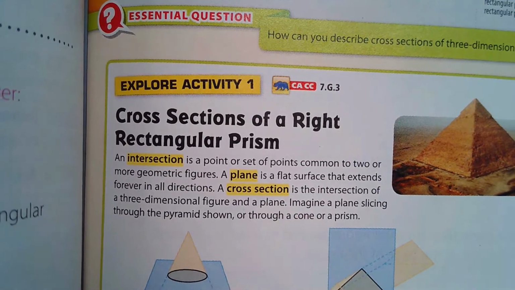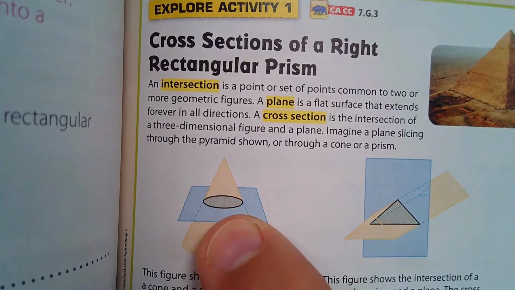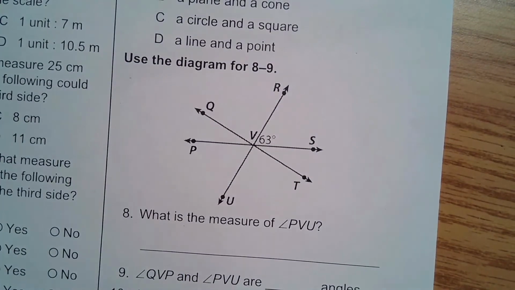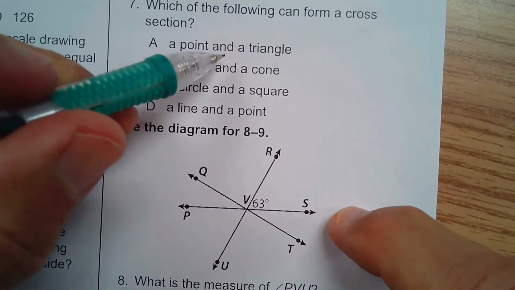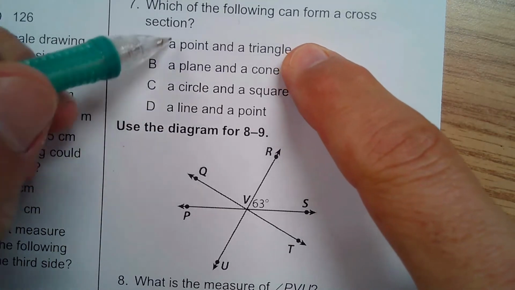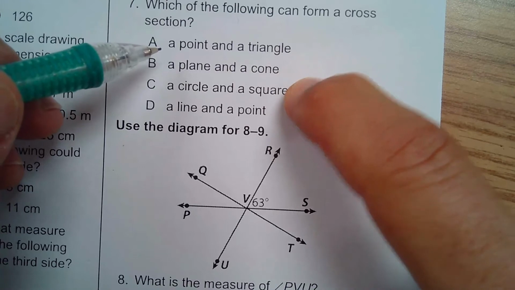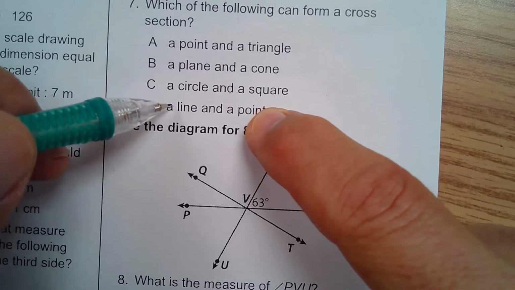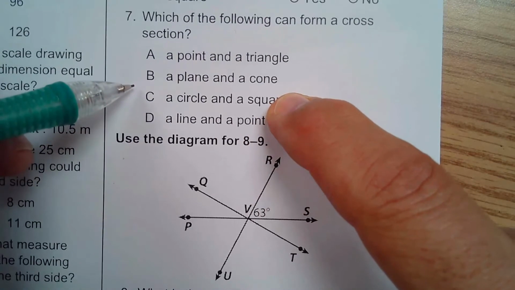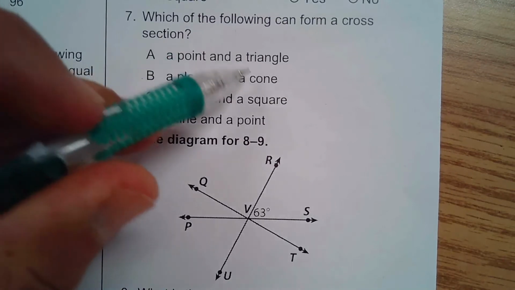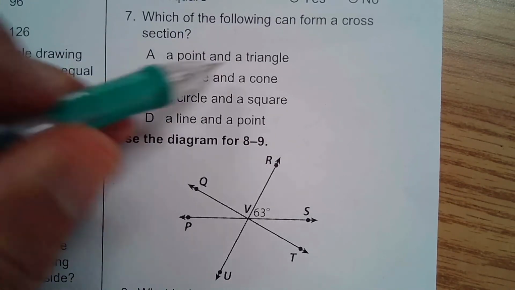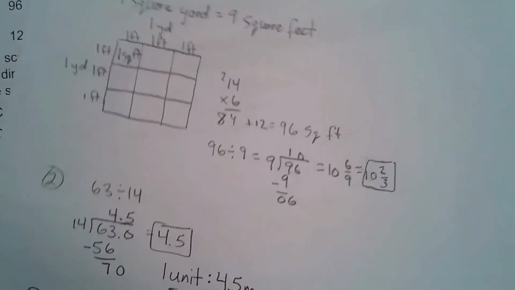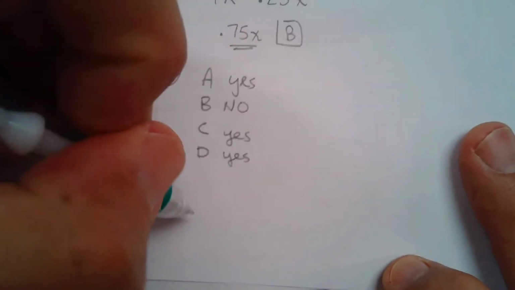So you need a three-dimensional figure like a cone, and then a plane is this flat surface here. So that's what we got to look for. We're looking for a three-dimensional figure. A point and a triangle, those are triangles, two-dimensional figure. It's a flat surface, and a point is just a point. A cone is a three-dimensional figure. A square and a circle, those are both two-dimensional, and a line and a point, that's one-dimensional, and that's zero-dimensional. So it has to be B. 7 is B, because that's the only one with a three-dimensional figure. So a plane and a cone. 7 is B.